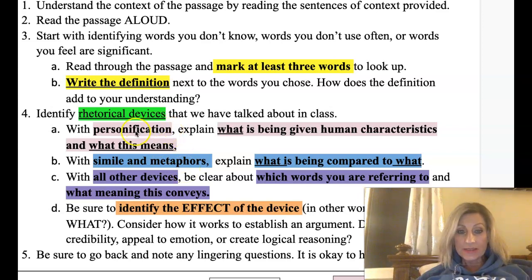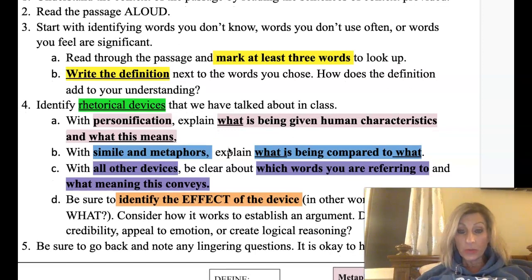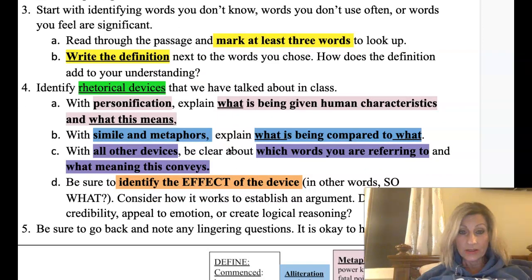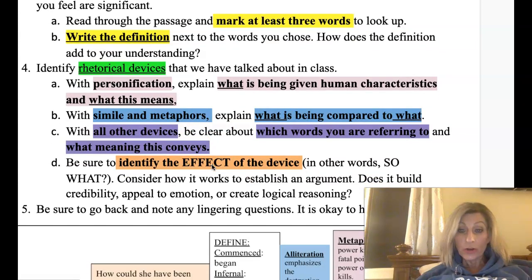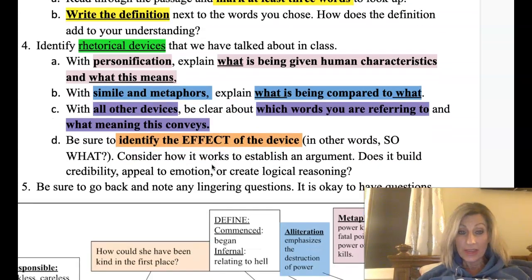Once you identify it, you have to explain what it is. For example, if it's personification, what is being given human characteristics and what does it mean? What is its effect? You really have to explain it. For similes and metaphors, explain what is being compared to what. For all other devices, explain what the word or words are referring to and what it's conveying.